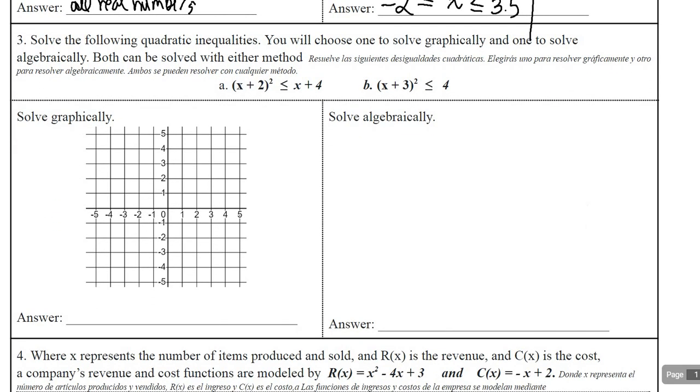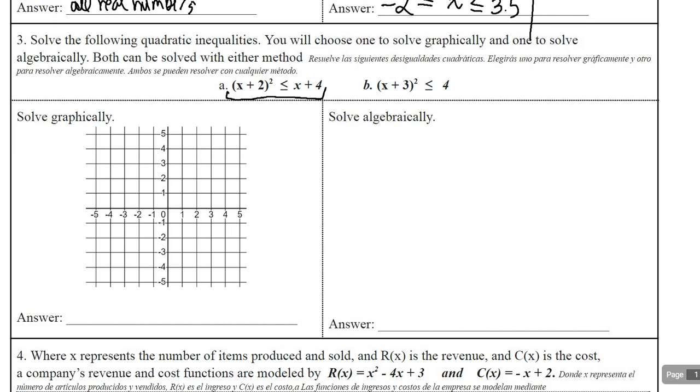Okay, number 3 says, to solve the quadratic inequalities, we have to choose one to solve graphically and one to solve algebraically. Both can be solved with either method. All right. Well, I see this one, and I do not want to solve it algebraically because I would have to expand my x plus 2 squared and then subtract x from both sides. And then maybe I'd have to use the zero product property. Maybe I'd complete the square again. I don't know. But in any case, the fact that I have this x right here makes this one hard to solve algebraically. So I'm going to graph it.